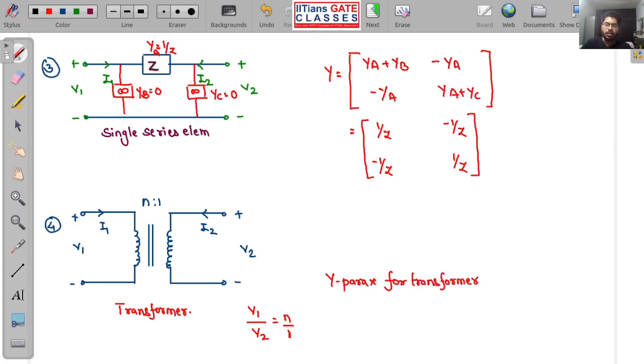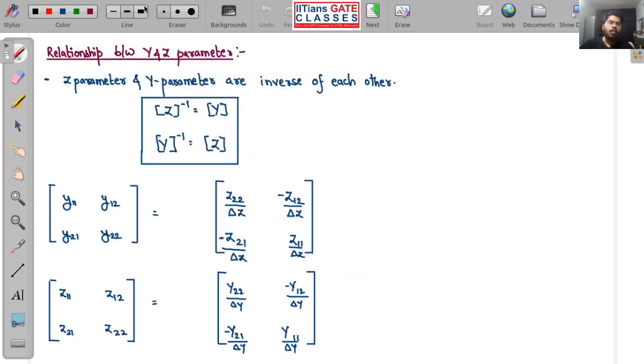So this is a cross, okay? It will not exist. So this is a cross. It will not exist for a transformer. Now what is the relationship between Z parameter and Y parameter? See, I am not going to derive all this because this is a very brief session. This is like a crash course, I can say.